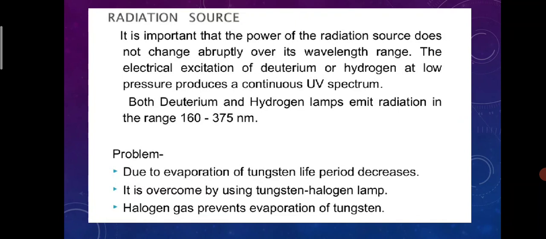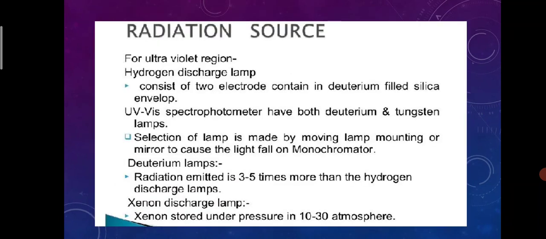Next, the radiation source. It is important that the power of the radiation source does not change abruptly over its wavelength range. The electrical excitation of deuterium or hydrogen at low pressure produces a continuous UV spectrum. Both deuterium and hydrogen lamps emit radiation in the range 160 to 375 nanometer. The problem is that due to evaporation of tungsten, the life period decreases. It is overcome by using a tungsten halogen lamp, as halogen gas prevents the evaporation of tungsten.